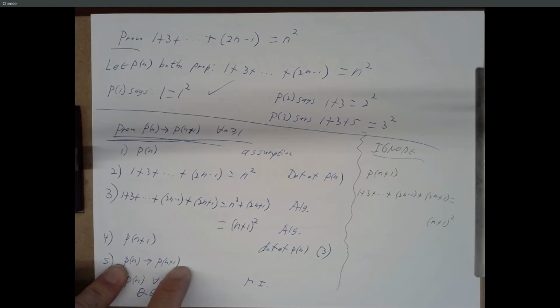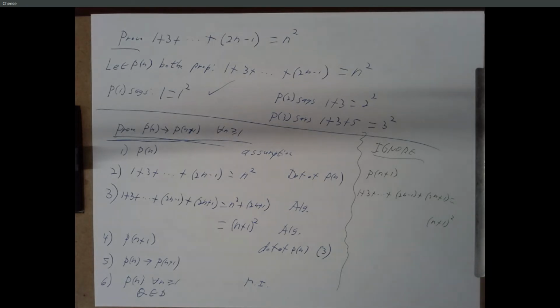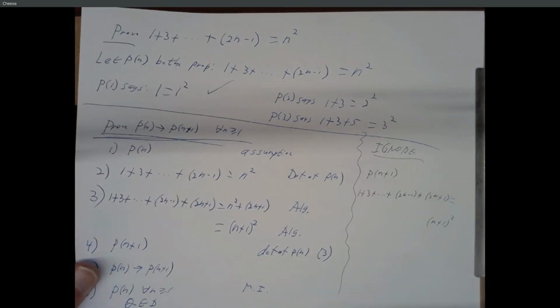P of n implies P of n plus 1, therefore P of n is true for all n bigger than or equal to 1. So don't be afraid to whomp the reader over the head with this. All right, making some sense? So we'll do one more mathy one, and then we'll do a non-mathy one.